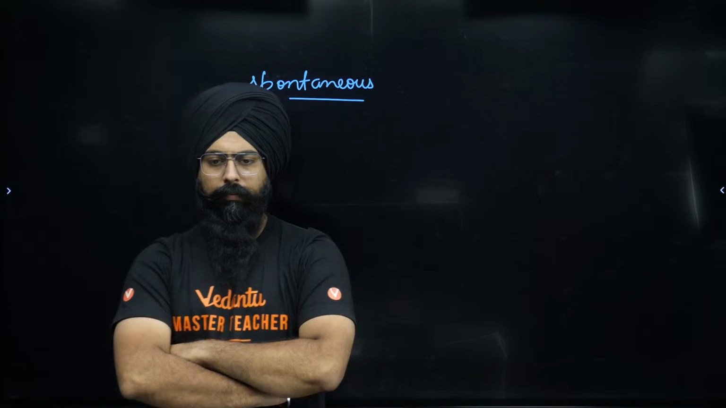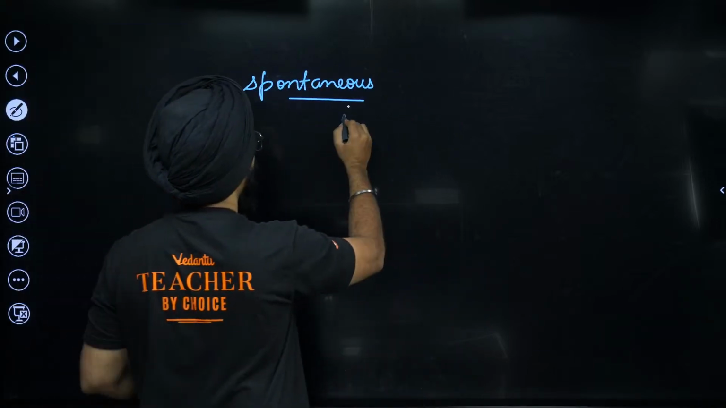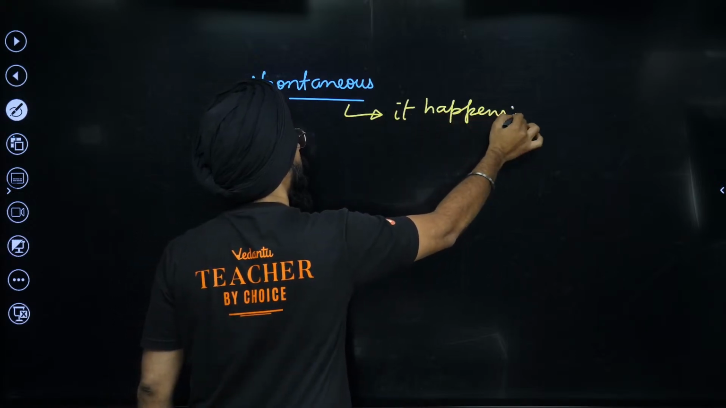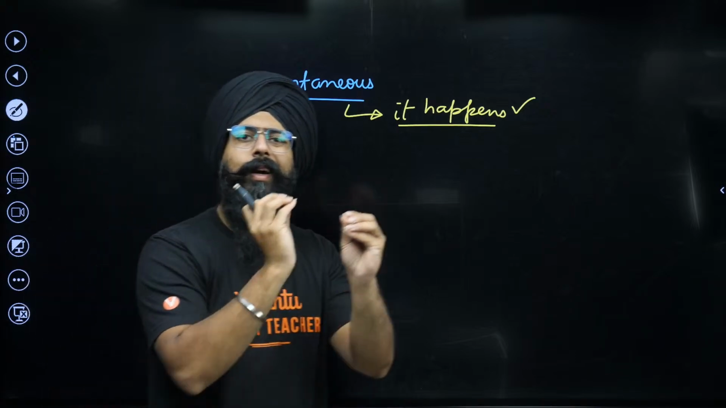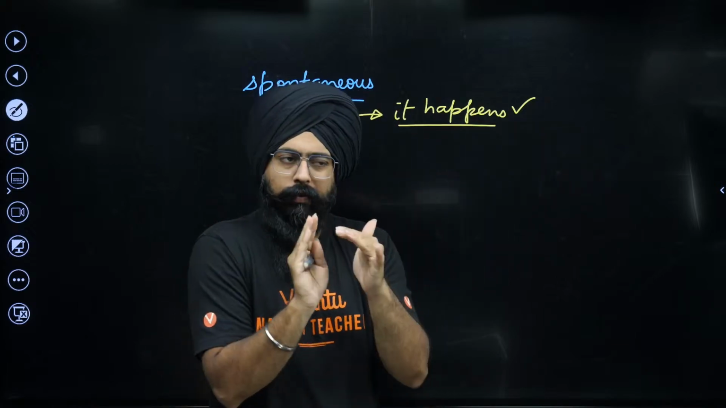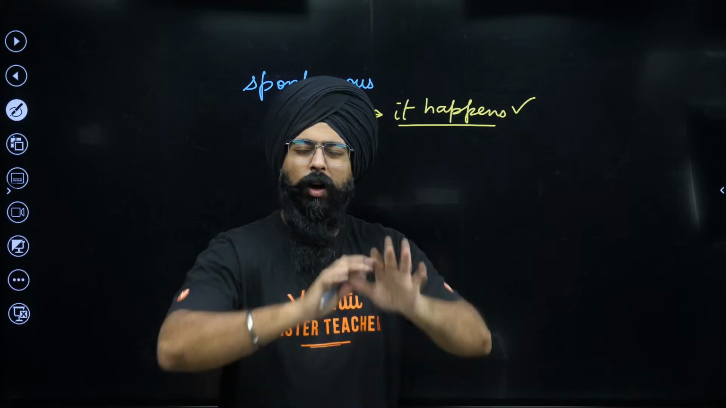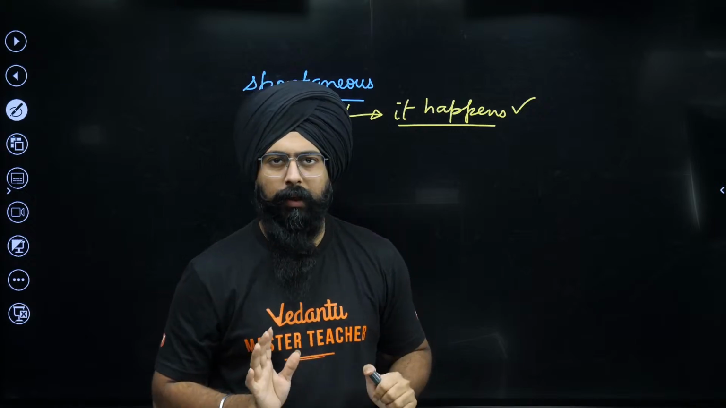So if I say spontaneous, what does it mean? Spontaneous simply means that it happens. A spontaneous process is something that happens. Sometimes it just happens on its own. Sometimes we need to push start it and then it keeps happening. So a process that happens on its own is spontaneous. Sometimes we have to push start the process.